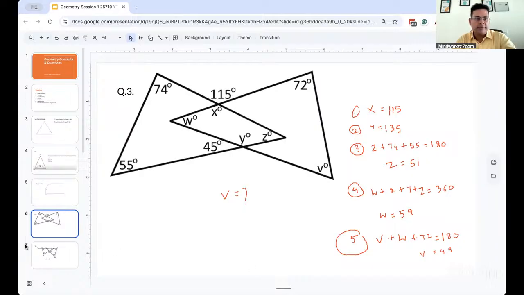Any doubts? Anyone? Please type in. So Mahi has got 49. Anybody else? Vinny has got 49. I hope everybody has understood this. I'll be deleting this now and moving to the next question. I hope this is clear to all.